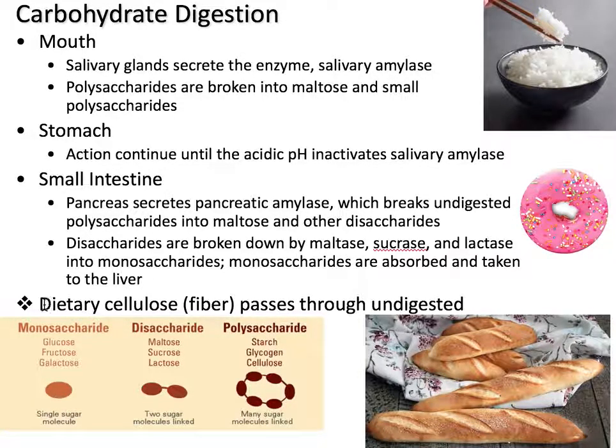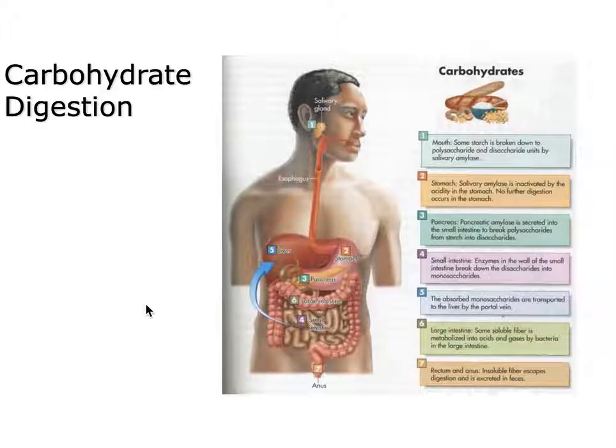If you remember, dietary cellulose, which is fiber, which is a type of carbohydrate, can't be digested by humans, and it passes through our system undigested. Okay, you already got this image of carbohydrate digestion. It gives you a nice overview of how carbs are digested.